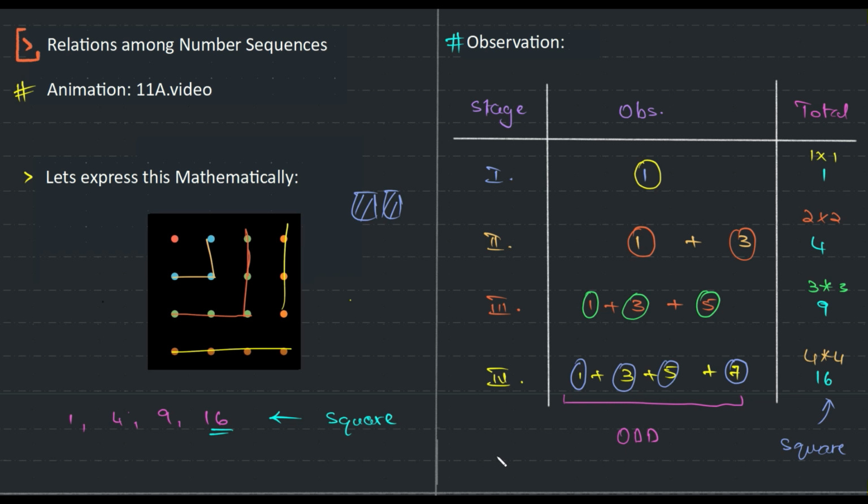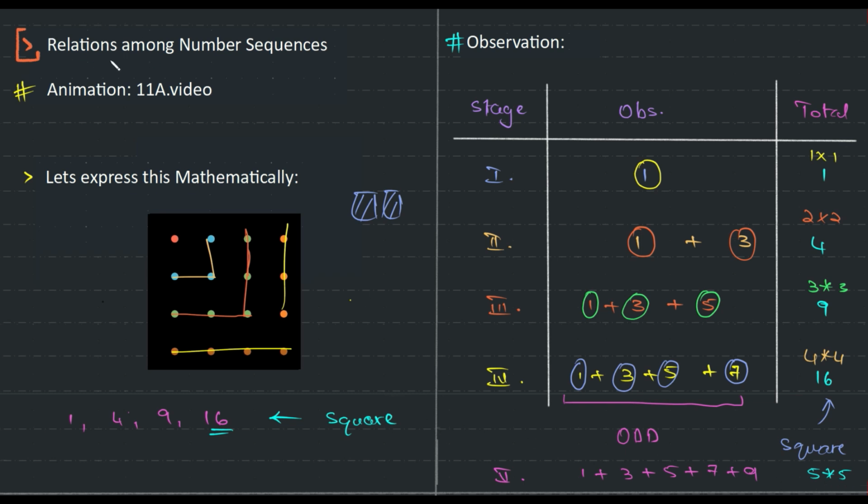Can you predict the next stage? Can you do that for me? Fourth stage, what will it be? It will be 1 plus 3 plus 5 plus 7 plus, correct, 9. And this will add up to, correct, 5 into 5. And that is nothing but 25.